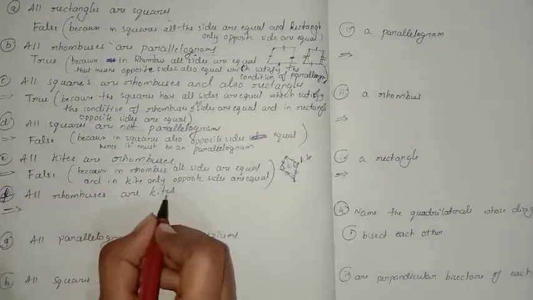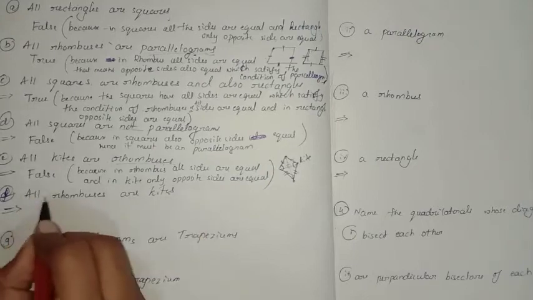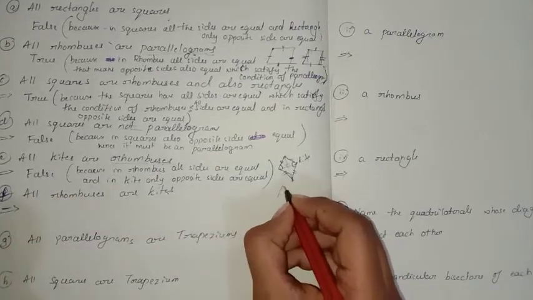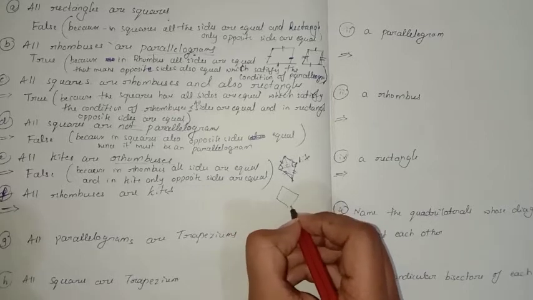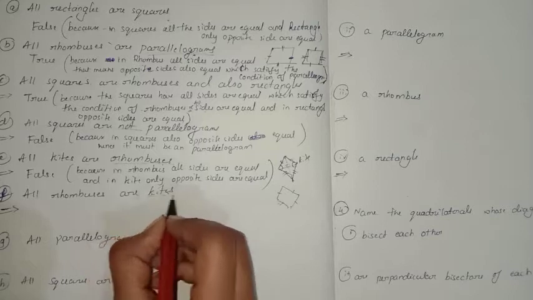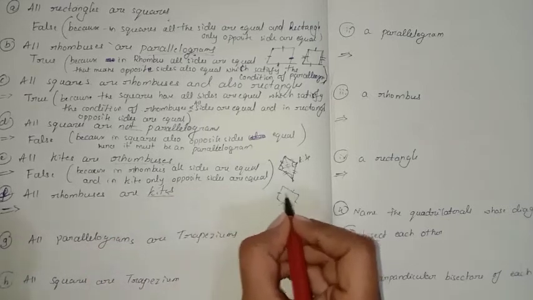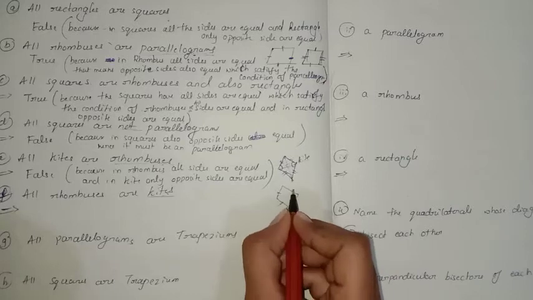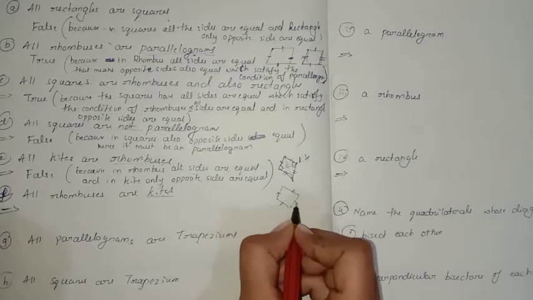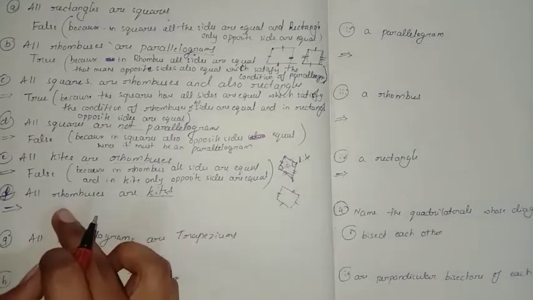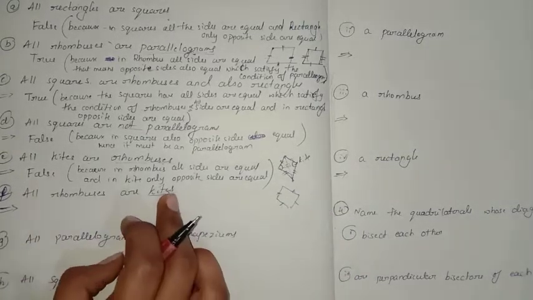So all rhombuses are kites. Now, all rhombuses. What do you mean by rhombus? All the sides, we will consider this one. In rhombuses all the sides are equal. Then what is the condition of kite? The pairs of sides must be equal. So observe these sides, this one, or this one, or this one. That means the rhombus can satisfy the properties of the kites.